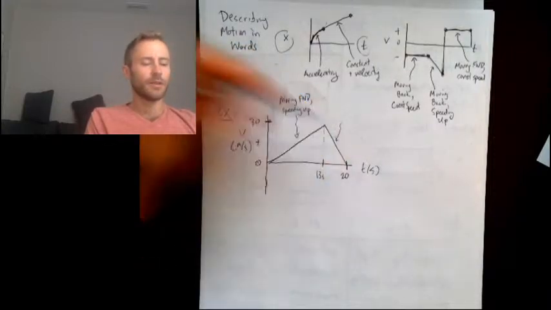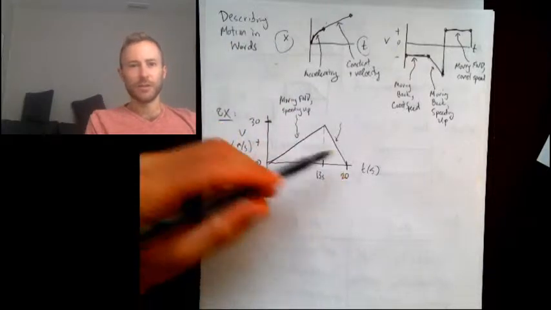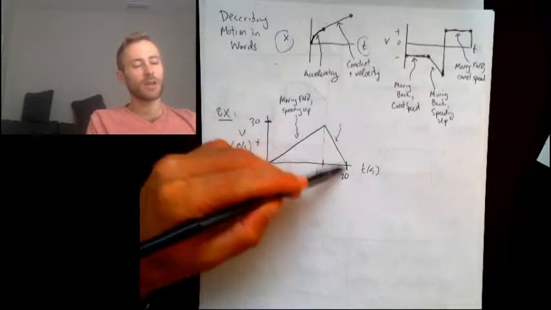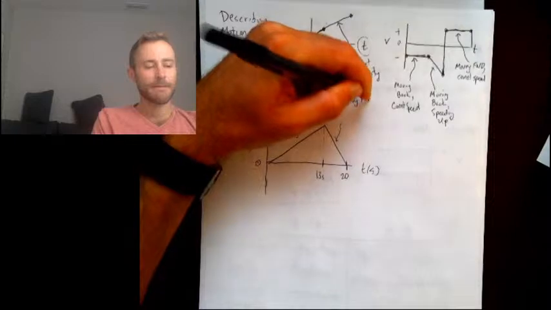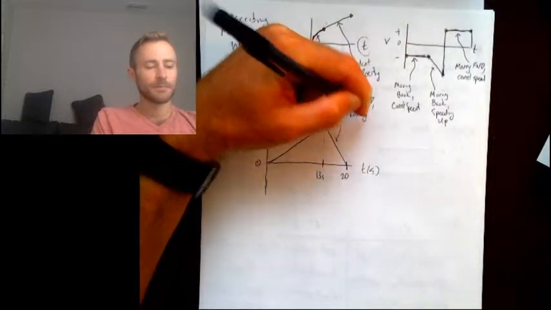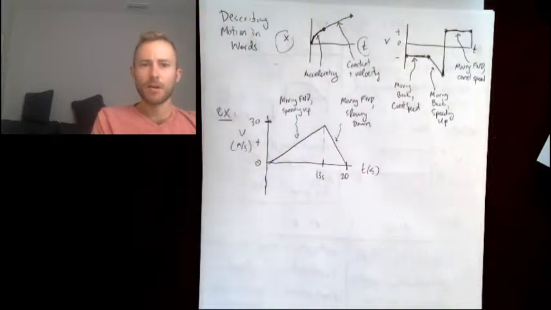Here in this section, the velocity goes from 30 back down to 0. So you're slowing down, but notice how the velocity is positive the entire time. So this is moving forward, but slowing down. Okay? So that's how that works.